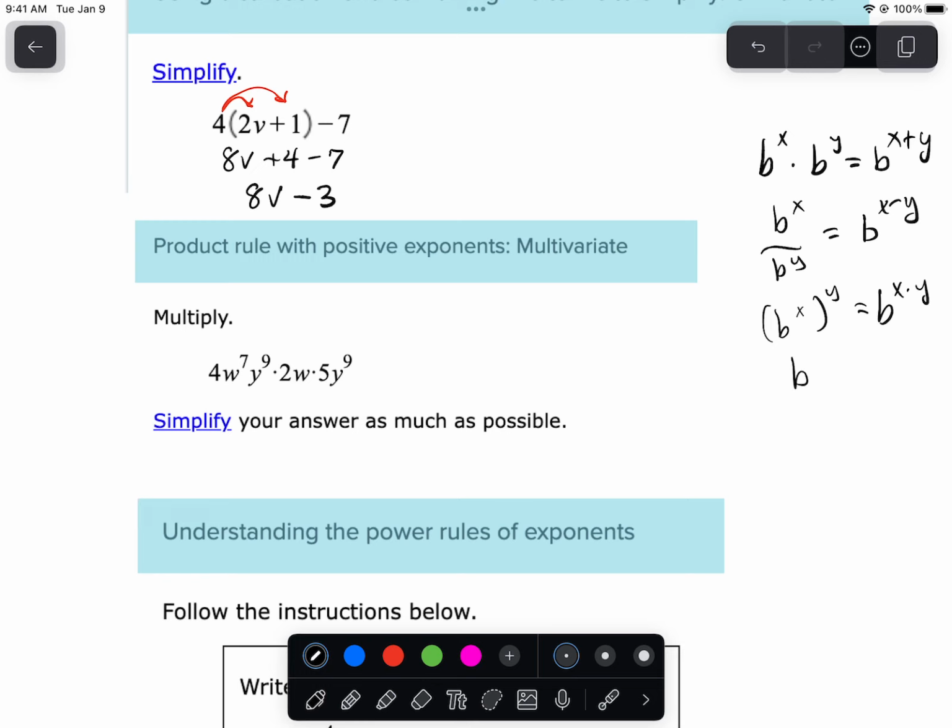And then anything to the 0 power equals 1, whether it's just touching that thing or if it's on the outside of a parenthesis. So that's some rules back from algebra that you will use in a pre-calc class, you would use in a calculus class, just important rules about powers. Okay, let's keep going.